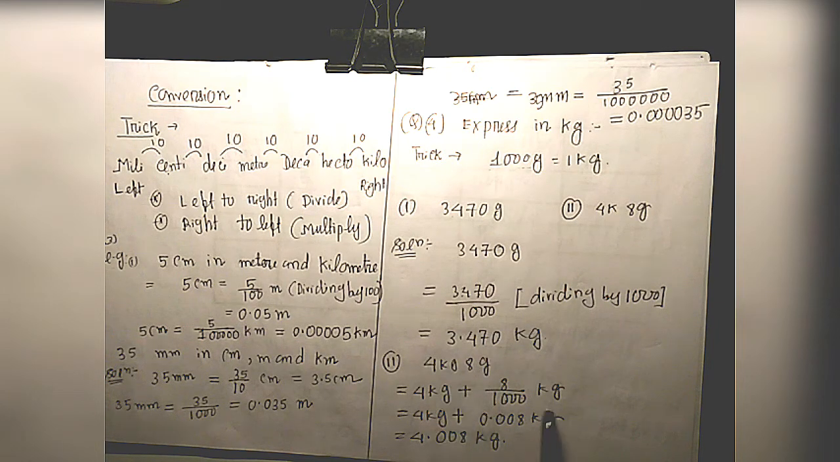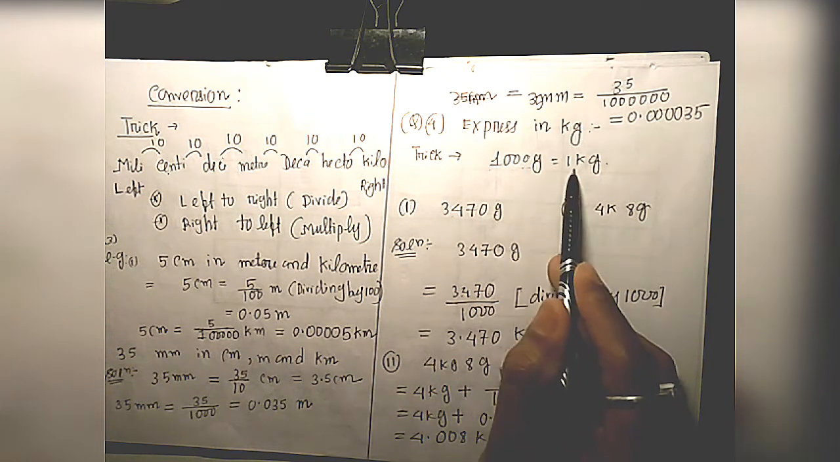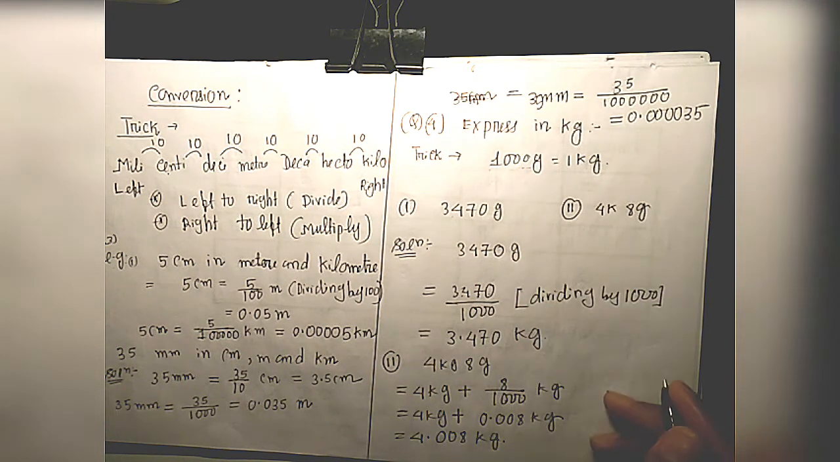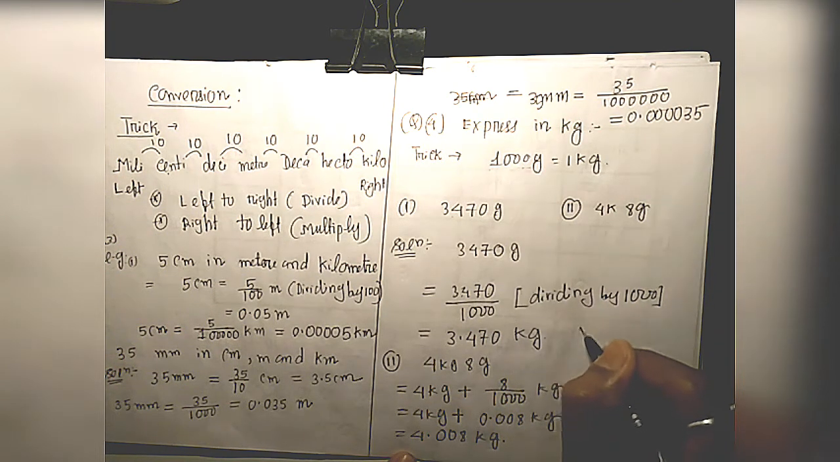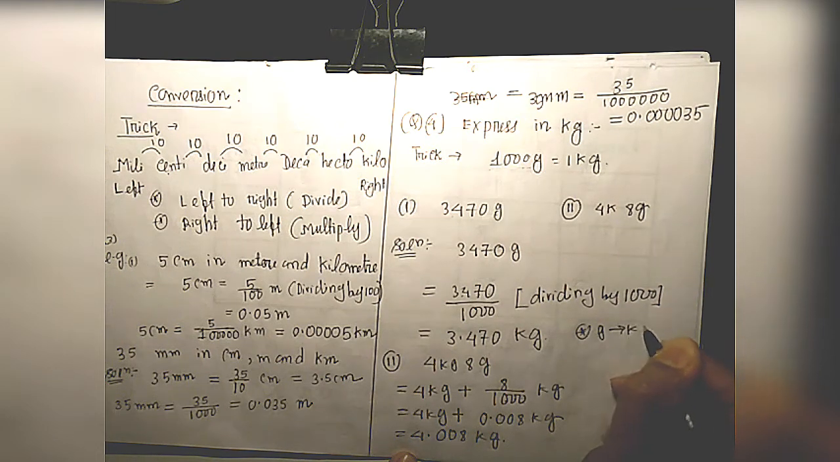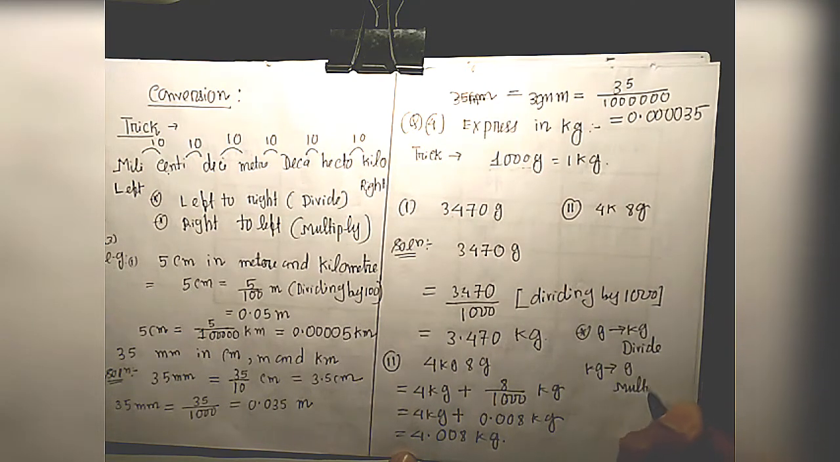So what is the important point? You should remember, when you convert from gram to kg, we should divide by 1000. And when we convert from kg to gram, we should multiply. So there are 2 points we get. Gram to kg divided by 1000, and kg to gram we should multiply by 1000.